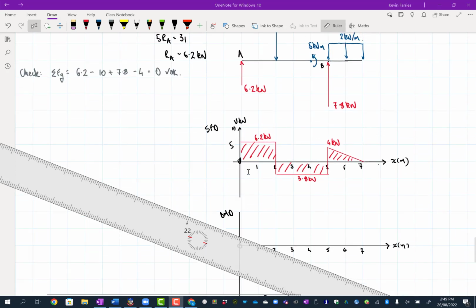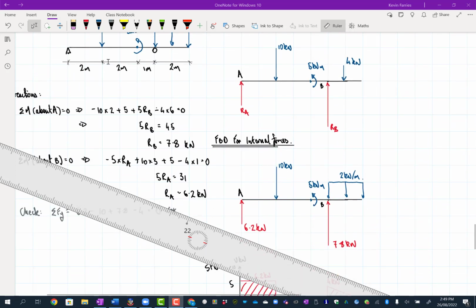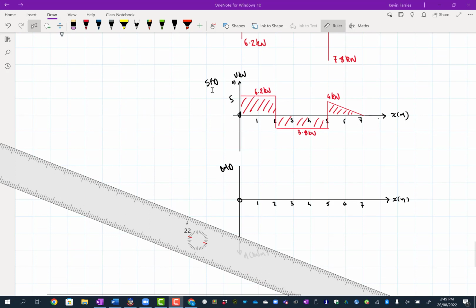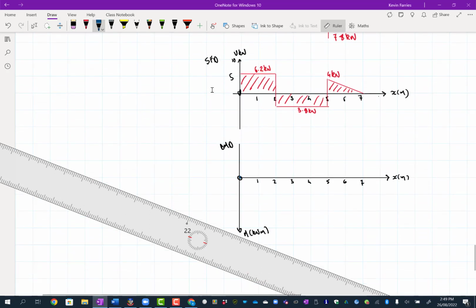Okay, for the bending moment diagram, it's a pin connection at the end, so it must start at 0. So it's going to start down here. Let me just move this so it's lined up.